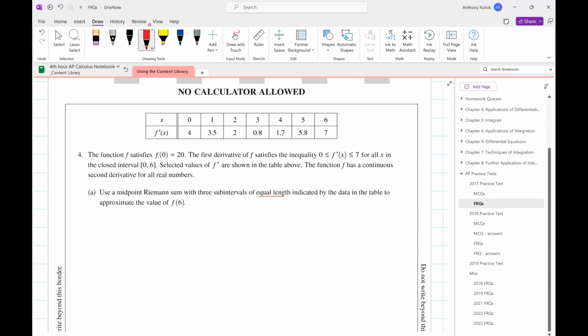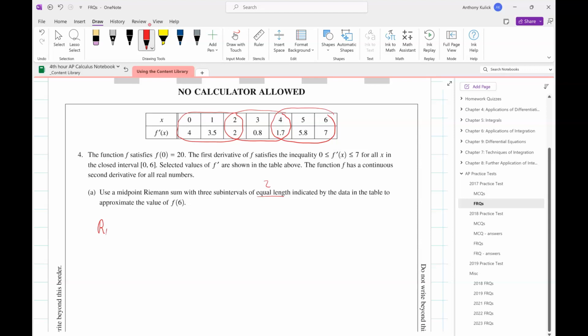So if this is going from 0 to 6, and we want 3 subintervals, how long do those subintervals have to be? 2 units long, right? So that's going to be 1 subinterval. That'll be the second subinterval. And that would be the third subinterval.